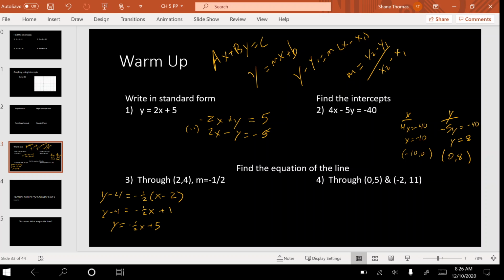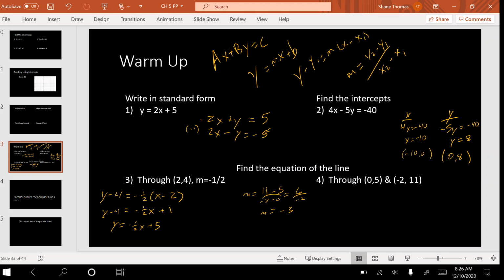Okay? Last one. We have to find our slope first. So to find your slope, use your slope formula. So I'm going to have a slope of 11 minus 5 over negative 2 minus 0. So this is going to be 6 over negative 2. So my slope is going to be negative 3.